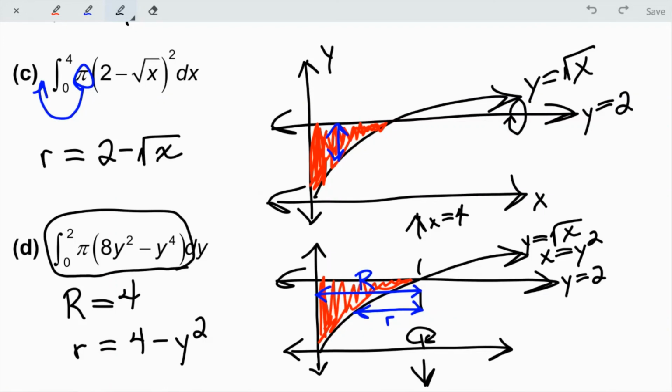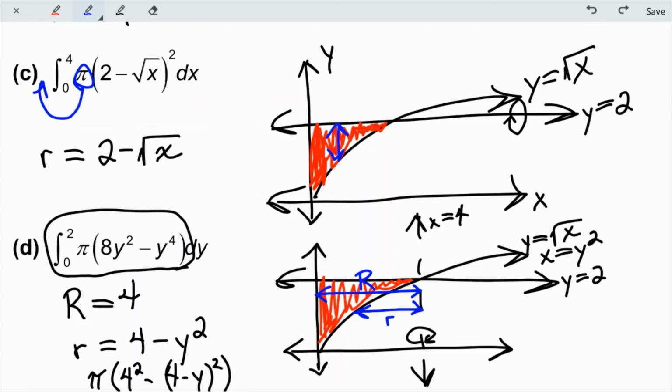So in the end, let me see if I can squeeze this in here. You would have pi times the 4 squared minus the 4 minus y squared. And if you were to go through and expand out the 4 minus y squared and combine everything together, you would get what is up here. So that's the algebra you would have to do, but it would simplify down into 8y squared minus y to the fourth. Okay, so in the end, the big thing here is the setup.